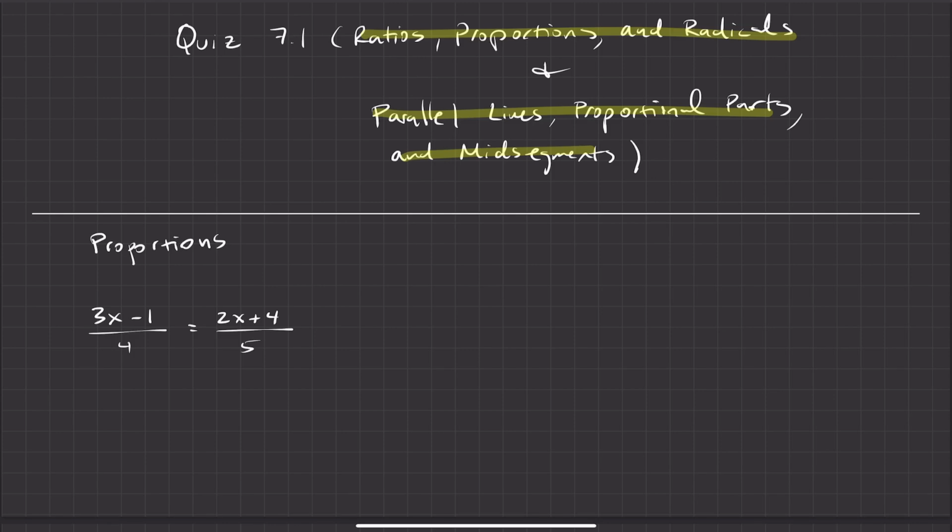Alright, so let's go ahead and review for quiz 7.1. This is going to go over ratios, proportions, and radicals, as well as parallel lines, proportional parts, and mid-segments. So the solo quiz is going to go over 7.1 and 7.2. So I'm just going to go ahead and look at some proportions.